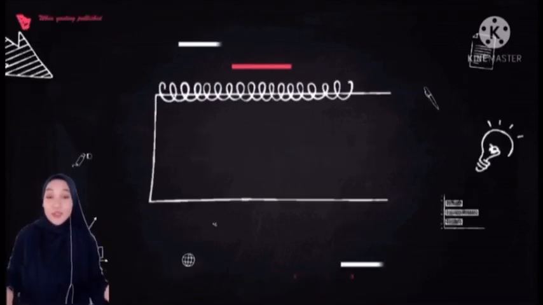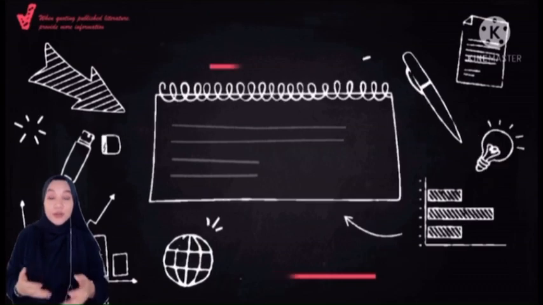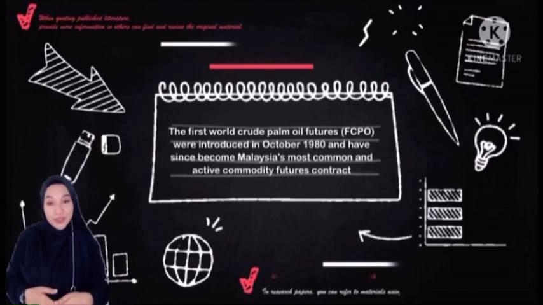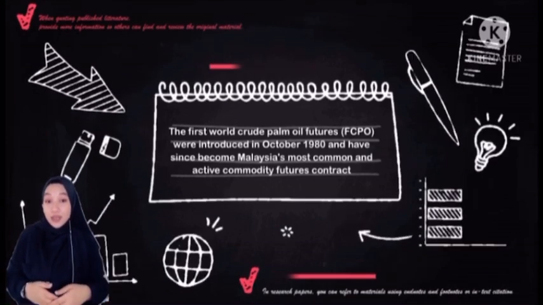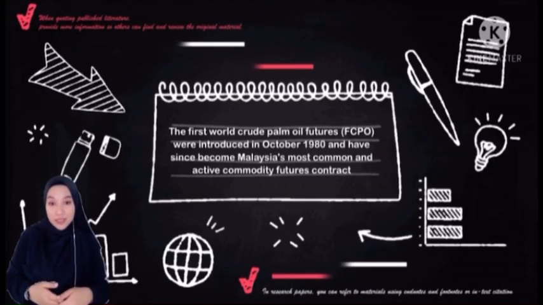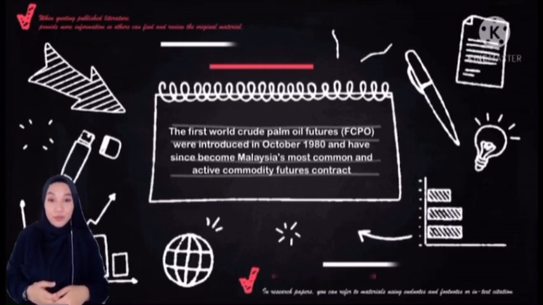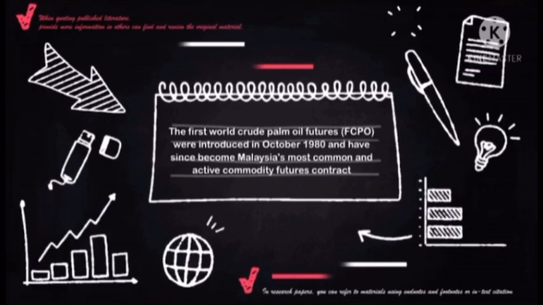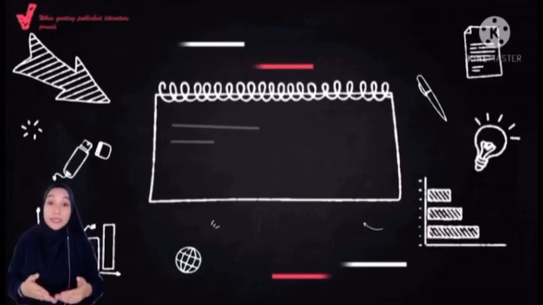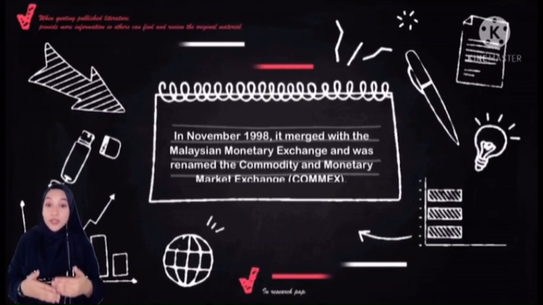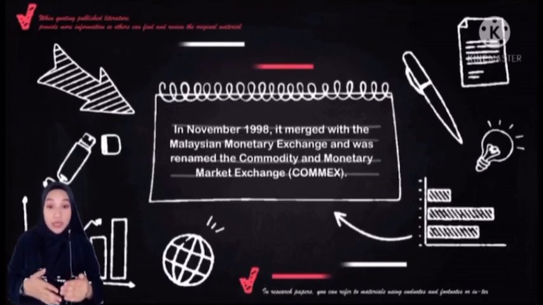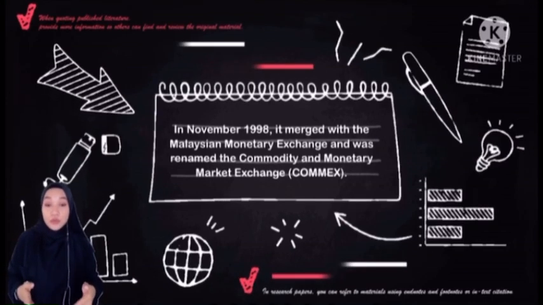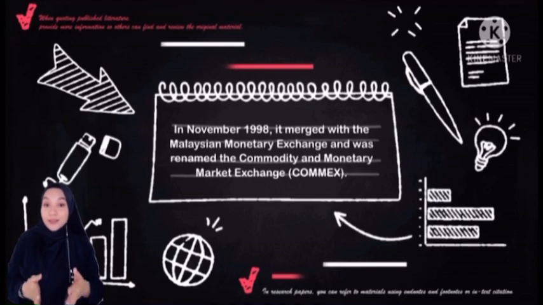The first world crude palm oil futures were introduced in October 1980 and have since become Malaysia's most common and active commodity futures contract. The derivative industry has undergone a number of fundamental changes since its inception. The Kuala Lumpur Commodity Exchange (KLCE) used to trade in FCPO. However, in November 1998, it merged with the Malaysian Monetary Exchange and was renamed the Commodity and Monetary Exchange. Open outcry was used to trade futures contracts at the time.